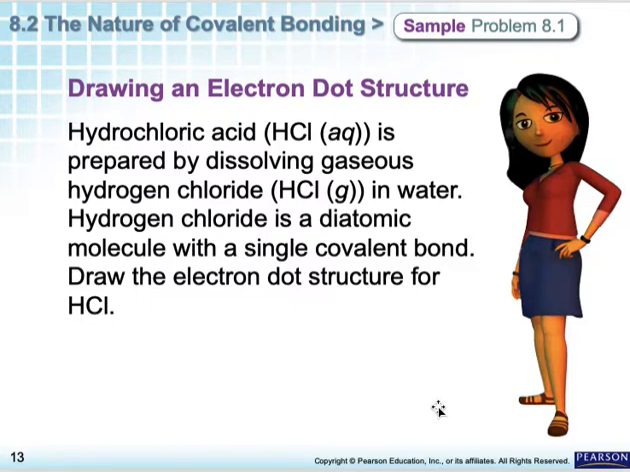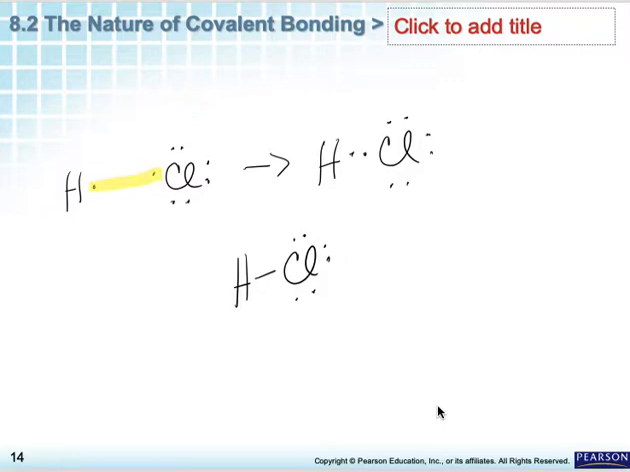And so I've drawn here the 2 dot structures, one for hydrogen, one for chlorine. And when we bond them together, we shared 2 electrons between them, which I then rewrote with a dash. And this is the structure I prefer. I will accept the 2 dots, though.